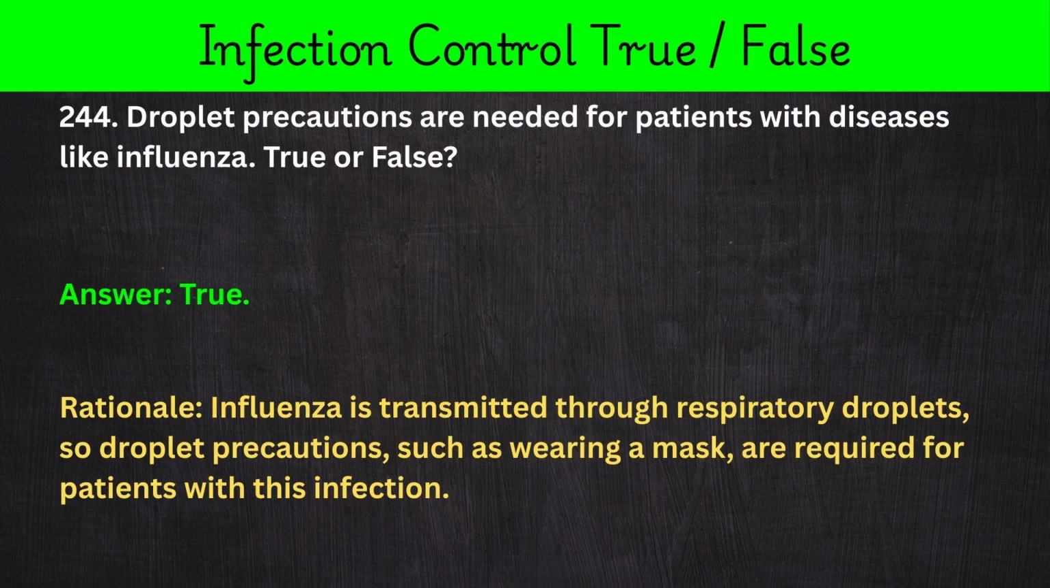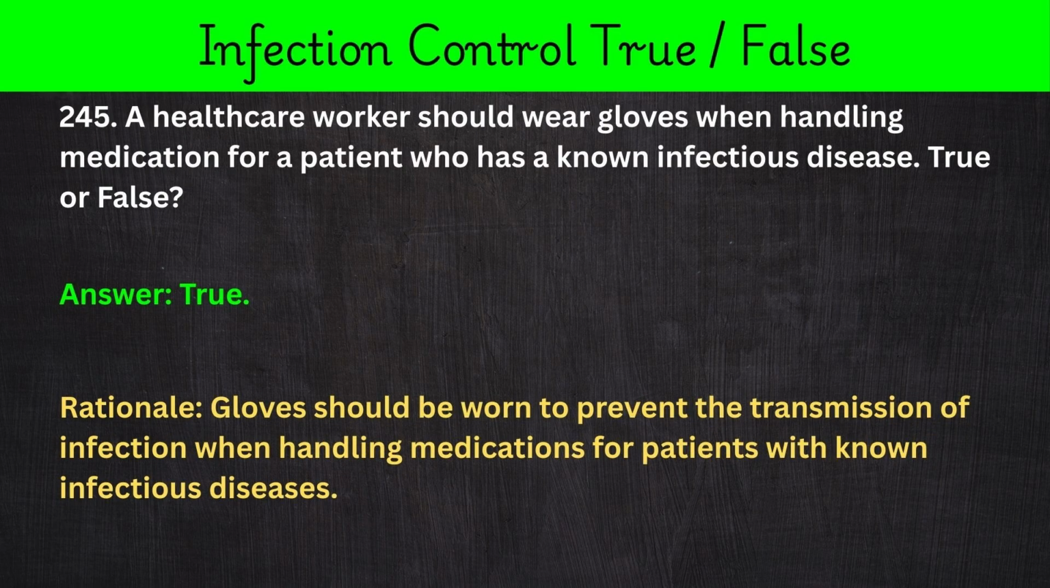244. Droplet precautions are needed for patients with diseases like influenza. True or false? Answer: true. Rationale: influenza is transmitted through respiratory droplets, so droplet precautions, such as wearing a mask, are required for patients with this infection.